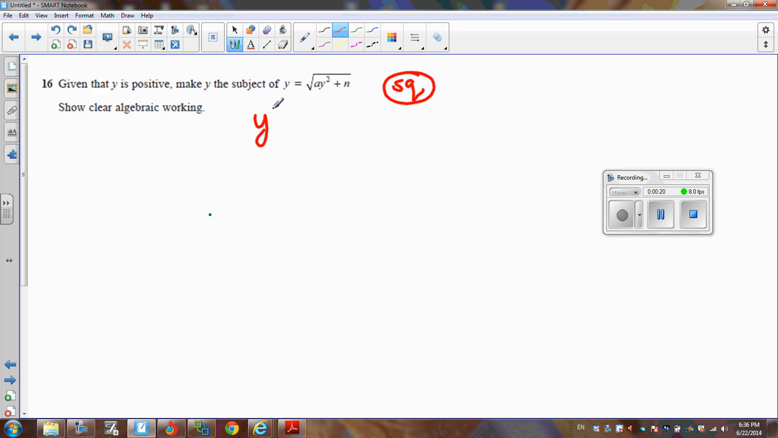If I square the left hand side, I get y squared. If I square the square root on the right hand side, I get ay squared plus n. Okay, what I'm now going to do is collect together everything containing y on the same side. So I'm going to subtract ay squared, because my job here is to get y on just one side of the equation of the formula, not both.